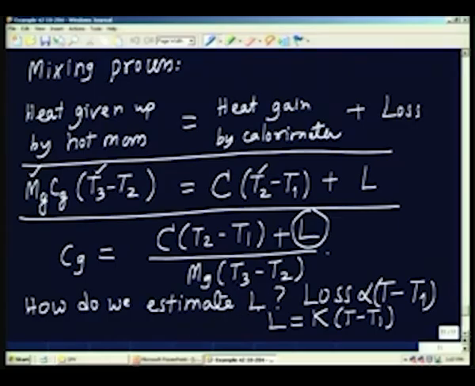The question now is how are you going to estimate the loss, and we will make a simple assumption. Because the temperature difference between the calorimeter and the outer vessel is kept very small, we can assume that the loss must be proportional to the temperature difference between T and the jacket. The jacket temperature also happens to be the initial temperature of the entire system. So, we will assume that L, the loss from the calorimeter, is proportional to some constant K times (T minus T1). Now let us see what the consequence of this is.